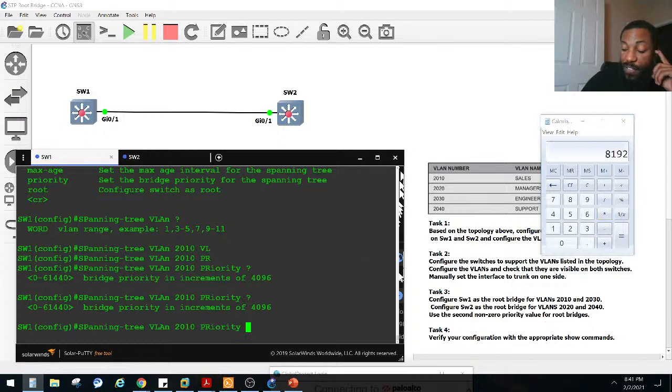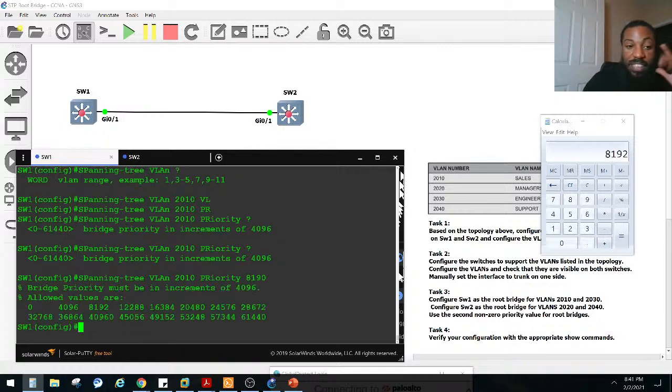See, watch this if I try to put another number. Let's say 8190, right? It says you can't do that. And there goes the increments that we could use. So this is a 0 priority. That's not what they asked for. They said the second non-zero priority value. So this is the first non-zero. That's the second non-zero. And that's how I was able to come up with that number.